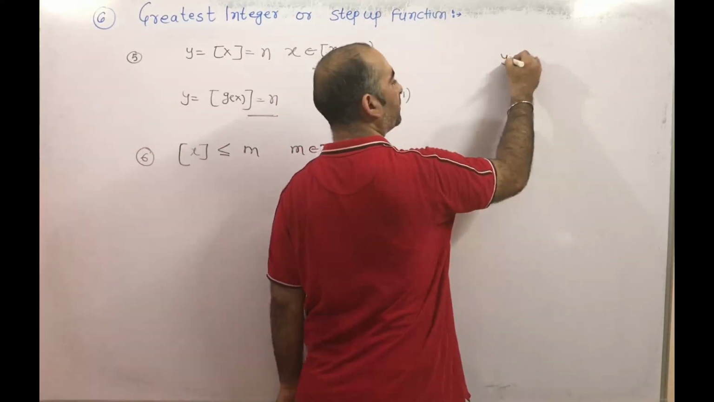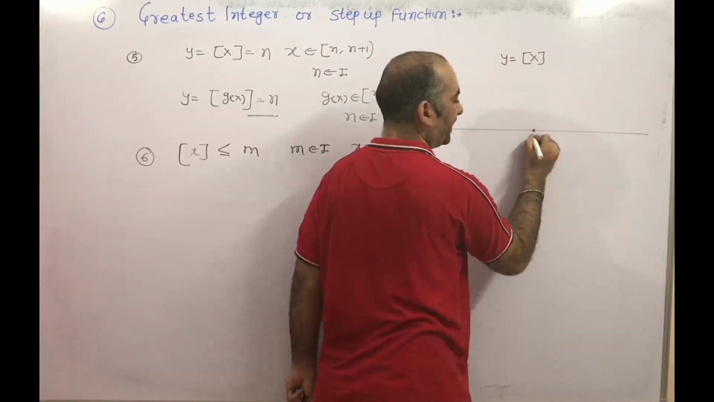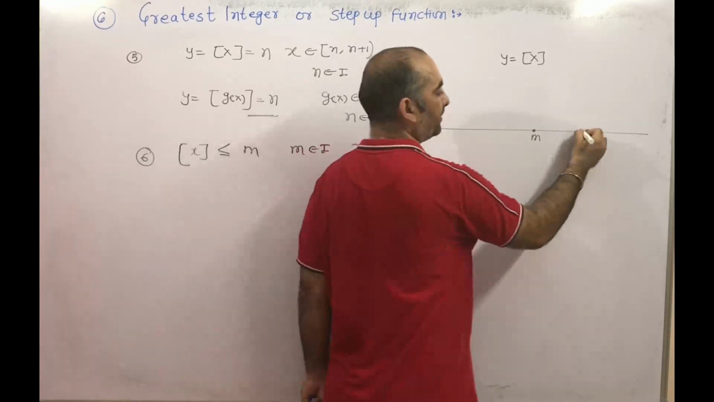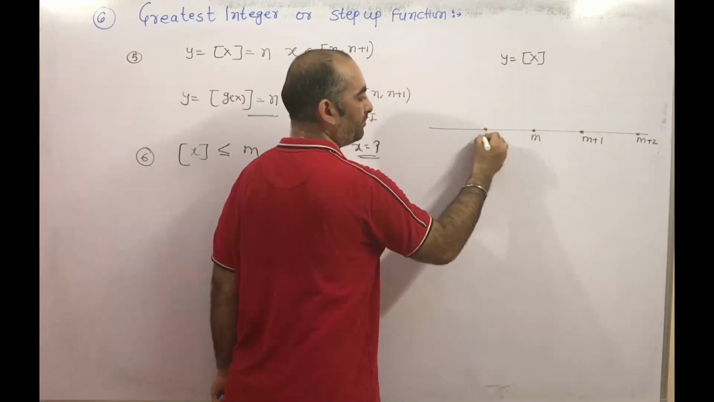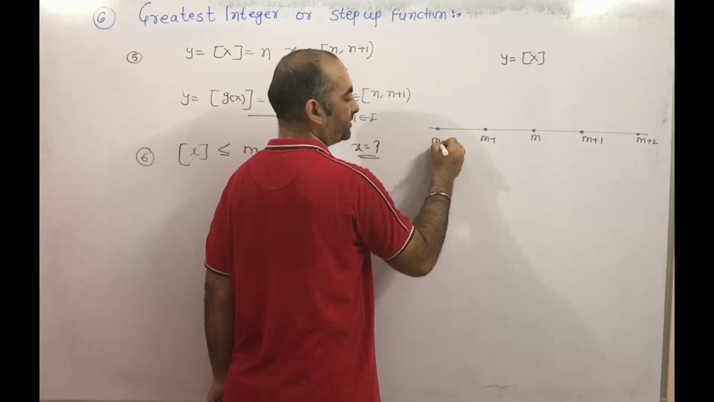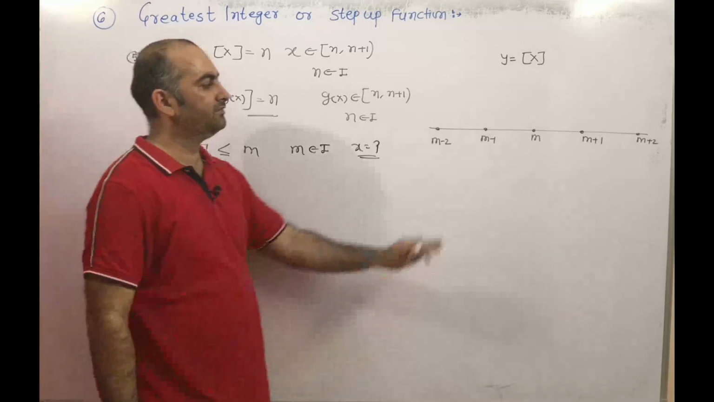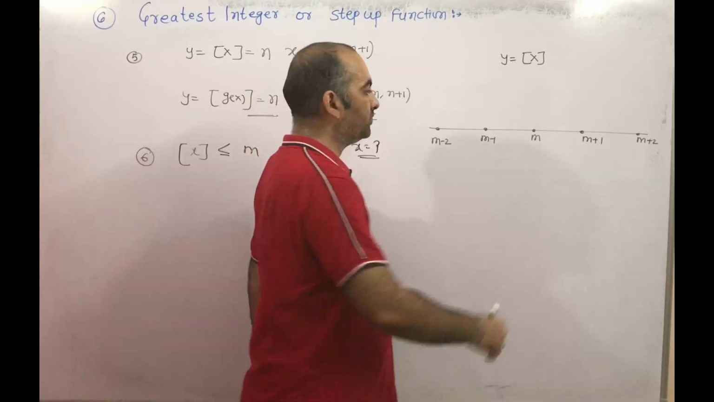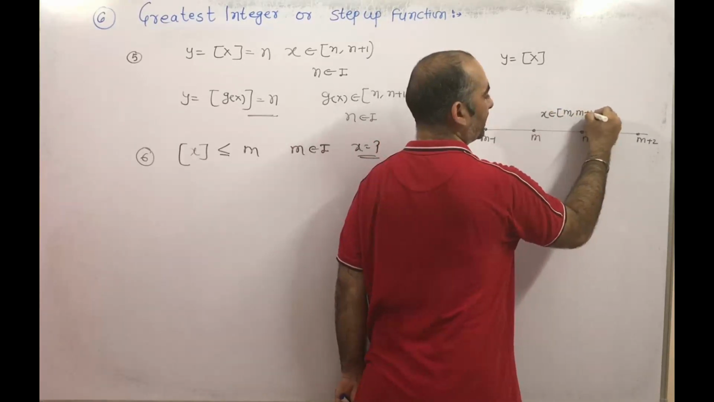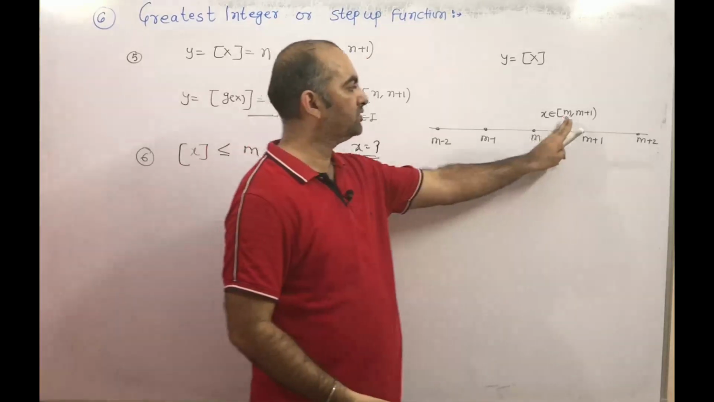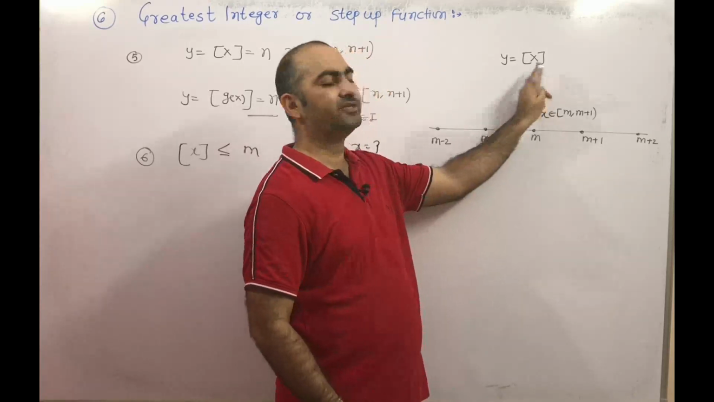First thing, we will draw y equal to greatest integer of x. We will draw a number line. Here we are drawing m. The next integer is m plus 1, and next m plus 2. Before that, the integer is m minus 1, and before that m minus 2. Here we want greatest integer of x less than or equal to m. First thing we have to understand here: if x belongs to the interval m to m plus 1, closed at m and open at m plus 1, that means this interval m to m plus 1, so what is y equal to greatest integer of x?